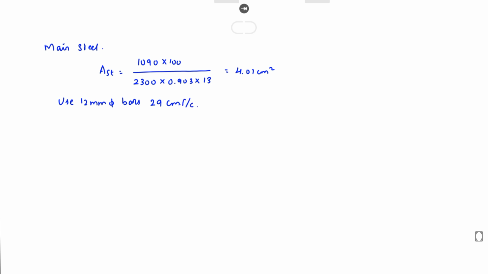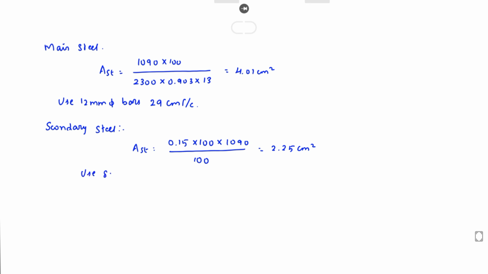Next is secondary reinforcement, secondary steel. Hence the AST equal to 0.15 into 100 into 1090 divided by 100, that is equal to 2.25 centimeter square. Now use 8 mm dia bars at 22 mm center to center.